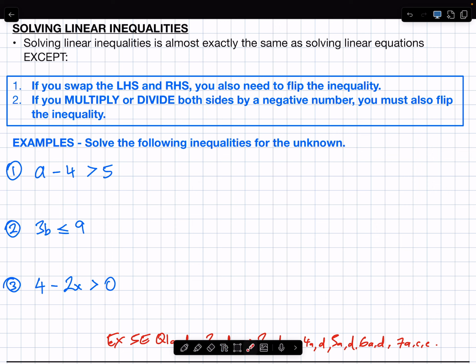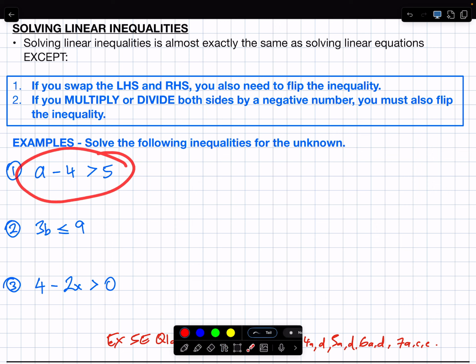If I wanted to solve a take 4 is greater than 5. My tip to you, pretend this is an equal sign. Just ignore it completely until the end, and then flip it according to the rules after. What is the opposite of taking 4 from something? Add 4. So I'm going to add 4 to both sides. A, take 4 in a brick, add 4.